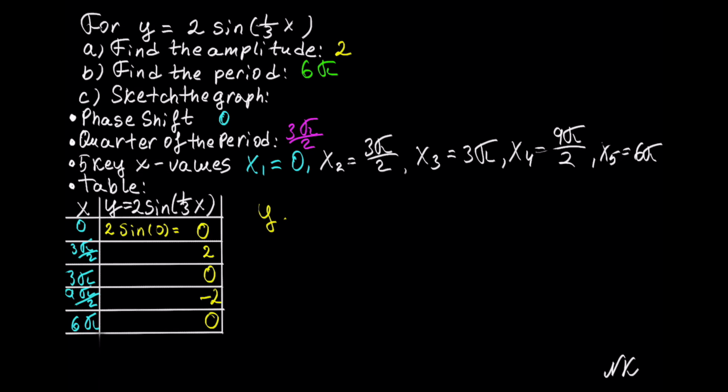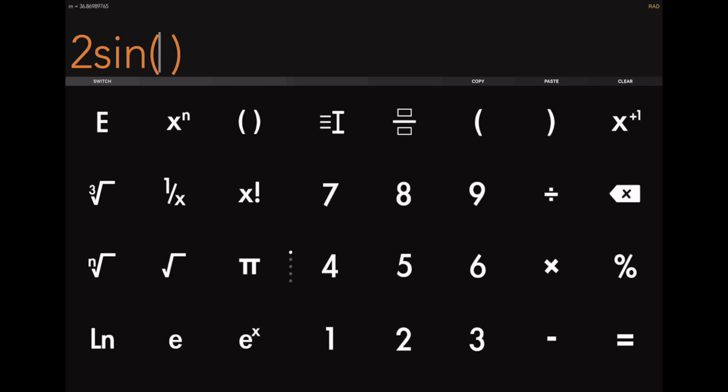So the second y value can be calculated by taking 2 sine of 1/3 of x and substituting the second x into it, which is 3 pi over 2. The 3s will cancel, and we get 2 sine of pi over 2. So 2 sine of pi divided by 2 is equal to 2.